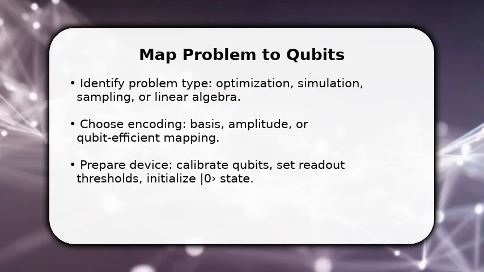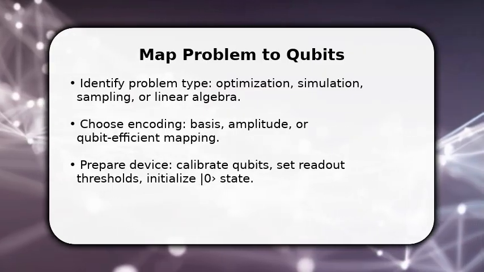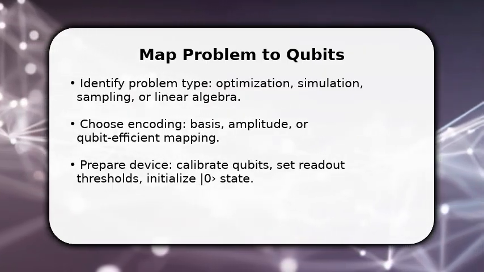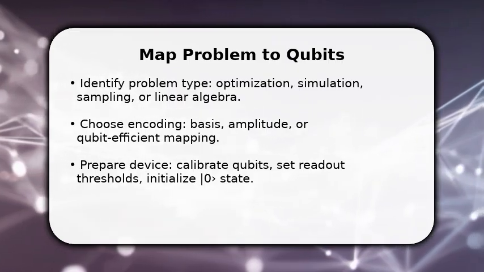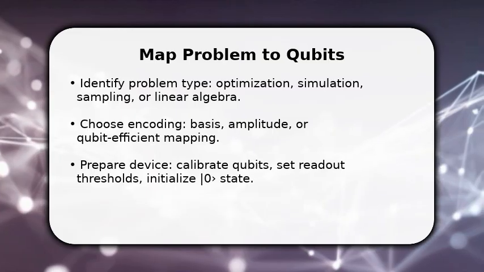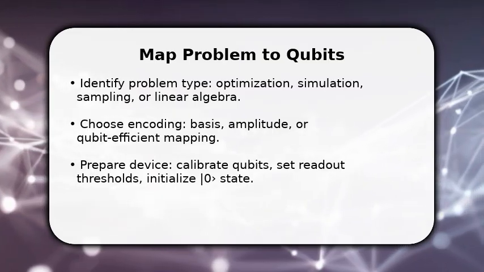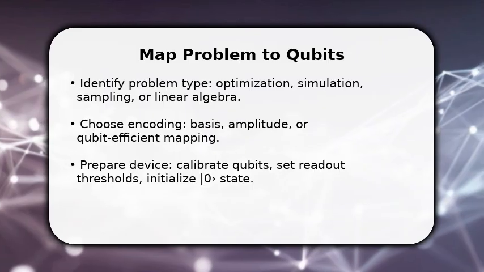You begin by translating the problem into a quantum-friendly representation. First, decide whether you need an optimization, simulation, sampling, or linear algebra formulation, and pick an encoding like basis or amplitude encoding that preserves structure.